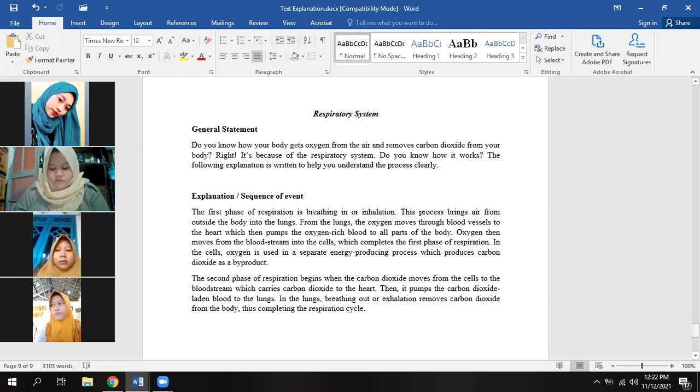The second phase of respiration begins when the carbon dioxide moves from the cells to the bloodstream, which carries carbon dioxide to the heart. Then it pumps the carbon dioxide-laden blood to the lungs. In the lungs, breathing out, or exhalation, removes carbon dioxide from the body, thus completing the respiration cycle. Thank you.